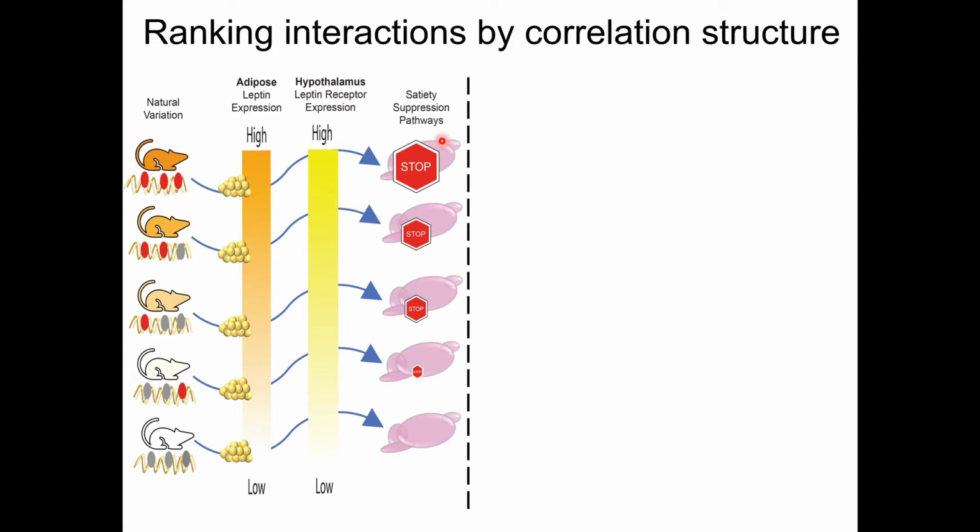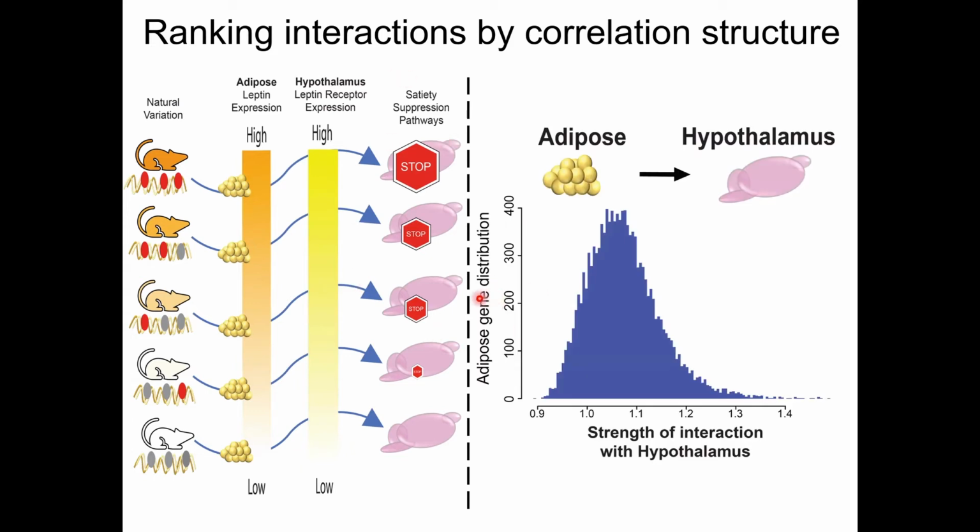What this really looks like when we expand this out, to a few hundred mice, around 100 strains, is these kinds of histograms right here. What this is plotting are individual fat genes, their bin frequency, and their strength of correlation with all genes in hypothalamus. On the left-hand side are really weakly correlated genes between the tissues. This is the average level of correlation between the two tissues, and you can see it forms a very nice Gaussian distribution.